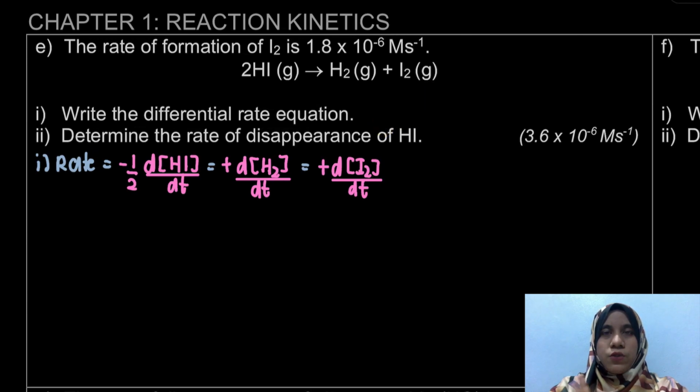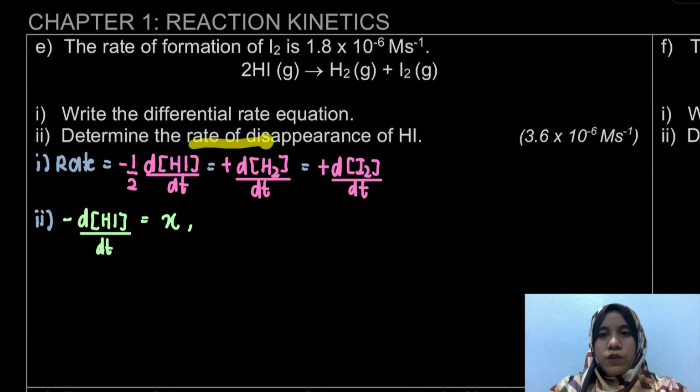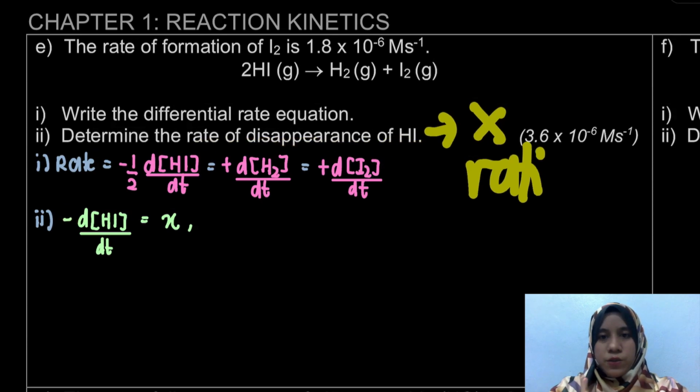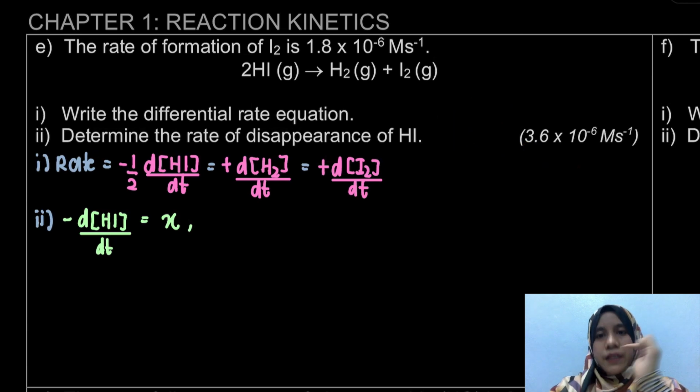So now is the new type of question. They ask you the rate of disappearance. Disappearance means that the concentration decreases, so it must be a negative sign. So dHI over dt is equal to our unknown. We do not know, this is the question that we want. I'm just going to write down X only. So rate of disappearance is negatively signed right now. We don't have to include any ratio. We know that disappearance is negative.